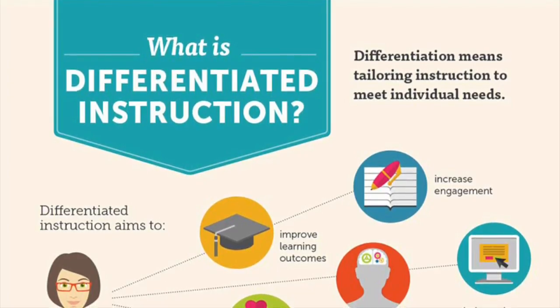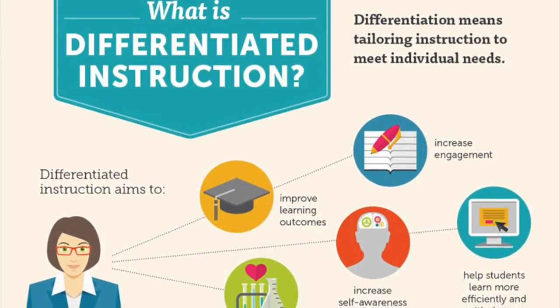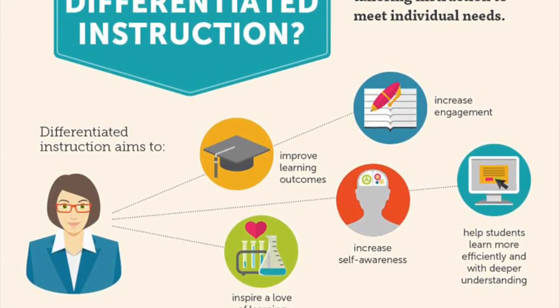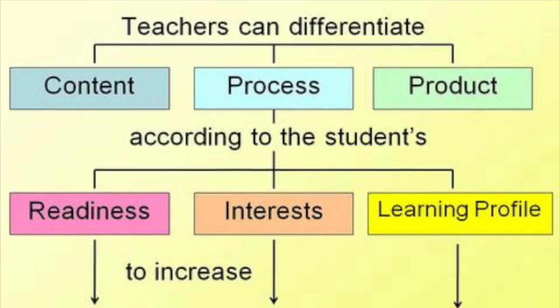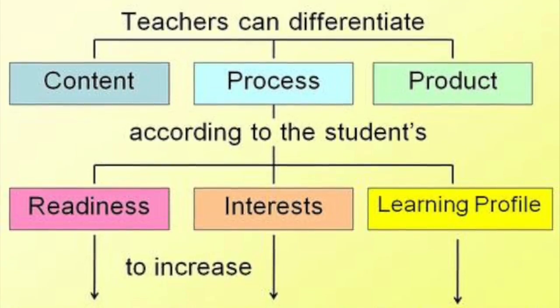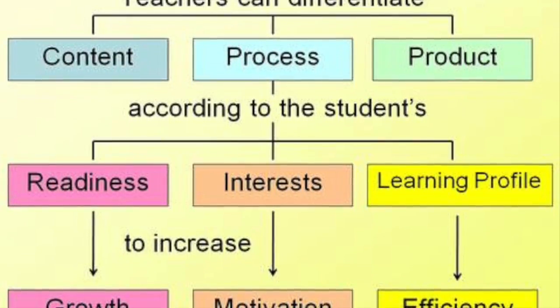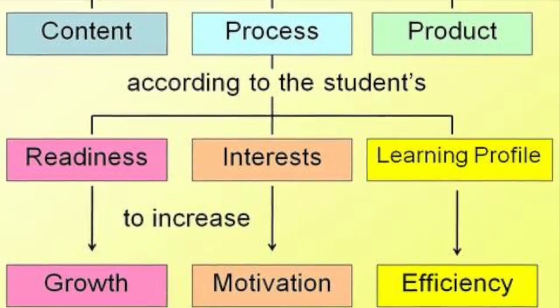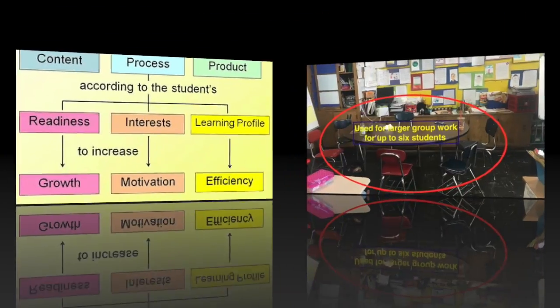In order for students with disabilities to succeed in an inclusive classroom, differentiation is so important. The teacher provides students with a range of activities and uses a variety of strategies for students with different abilities. There are 3 different elements that a teacher can differentiate in a classroom. Teachers can differentiate content, process, and product according to the student's readiness, interest, and learning profile in order to increase their growth, motivation, and efficiency.